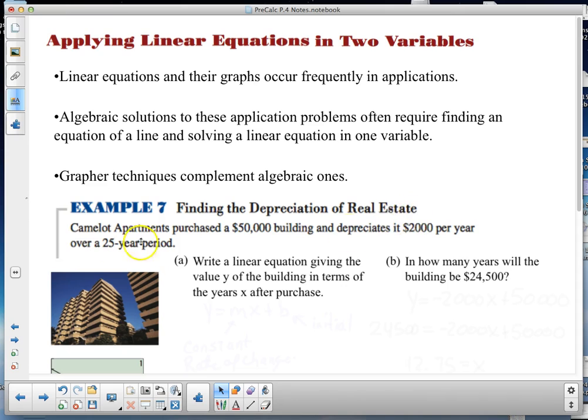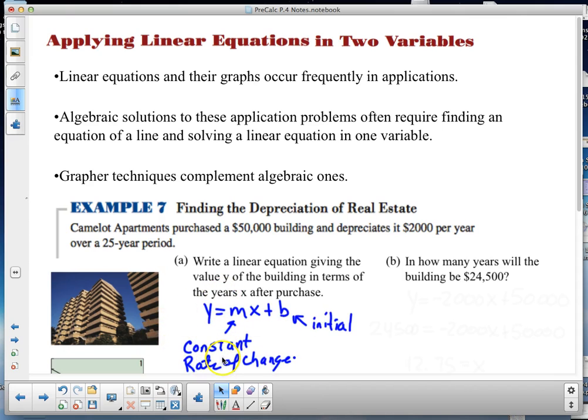Find the depreciation of real estate. Camelot Apartments purchased a $50,000 building and depreciates at $2,000 per year over a 25-year period. Now, you're going to write a linear equation given the value y of the building in terms of the years x after purchase. So what I'm looking at is I've got a constant rate of change.